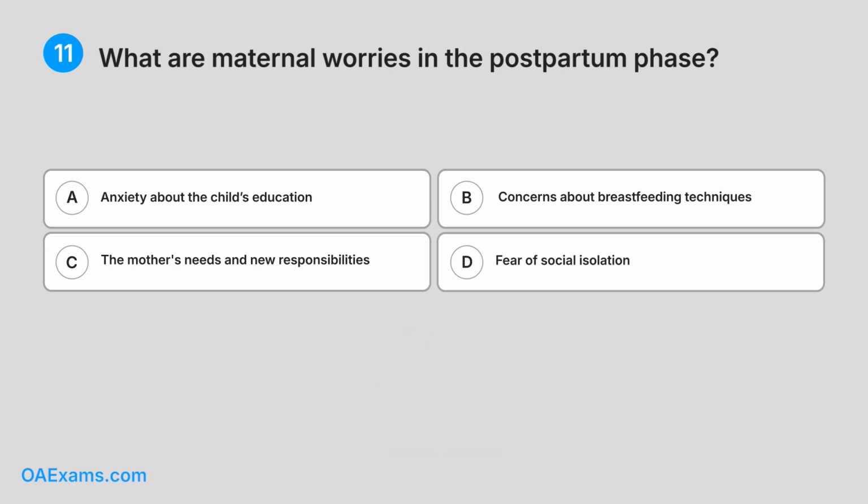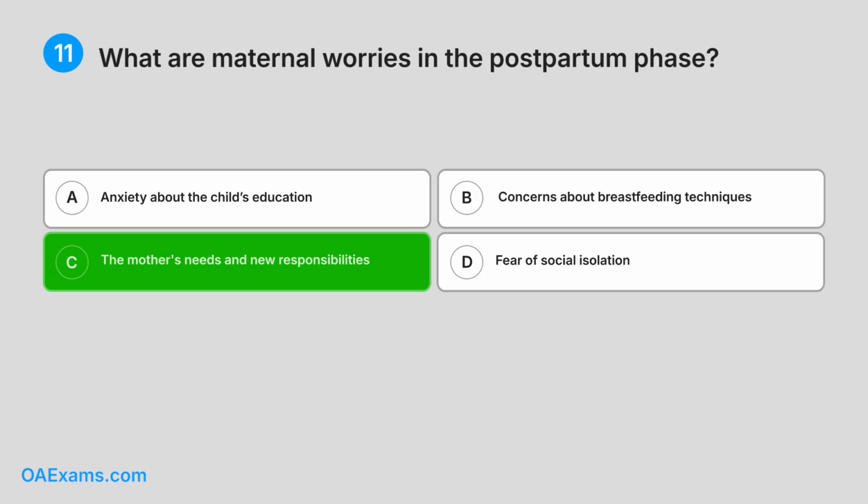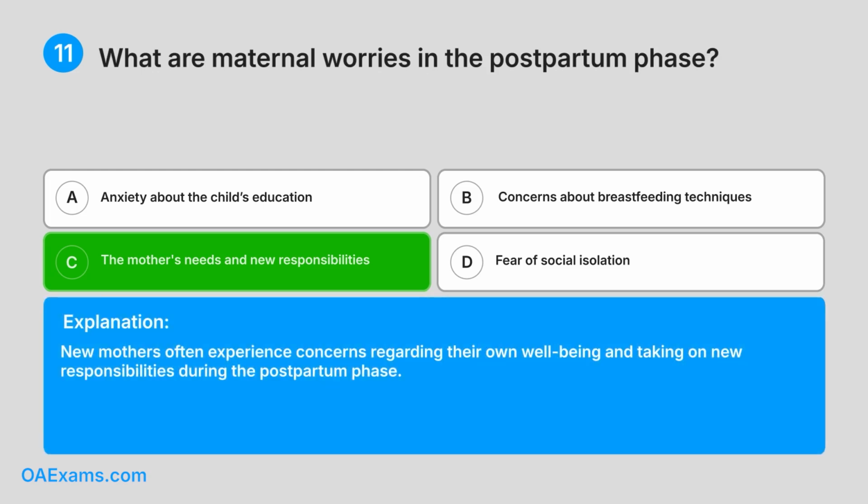Correct answer: C. The mother's needs and new responsibilities. Explanation: New mothers often experience concerns regarding their own well-being and taking on new responsibilities during the postpartum phase.